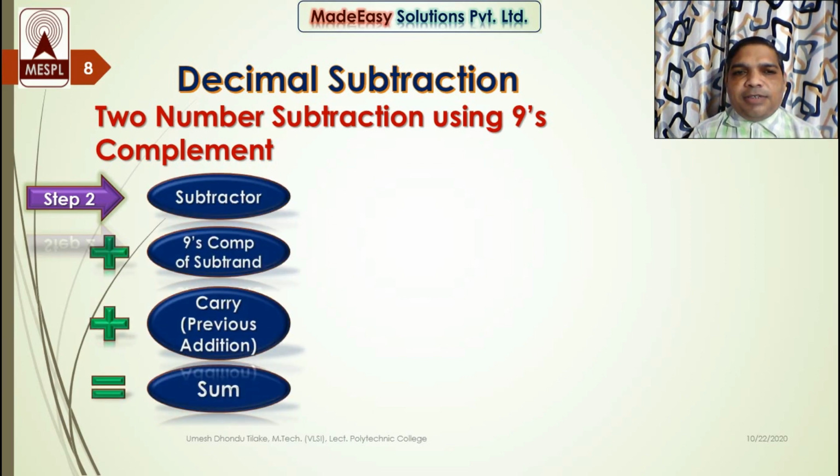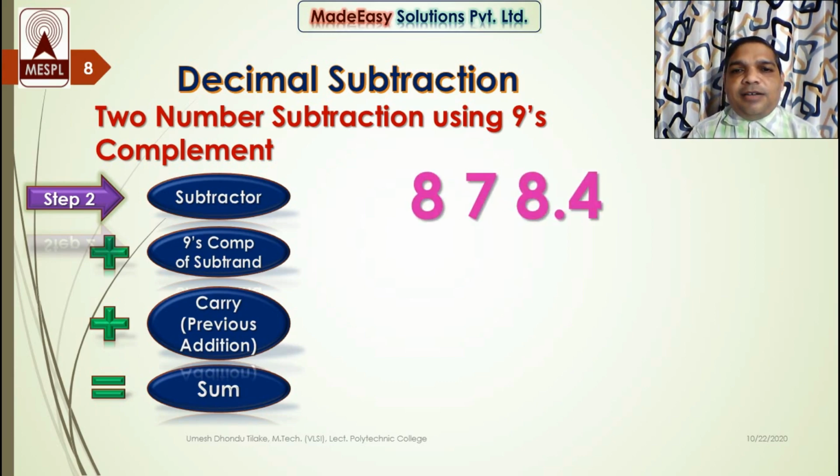So here I have the subtractor plus the 9's complement of the subtrahend plus the carry generated in the previous addition, because this is basically an addition operation. Finally I will get a sum over here, and this sum is actually the difference. That means we are getting the difference by performing addition. This is the speciality of this technique.